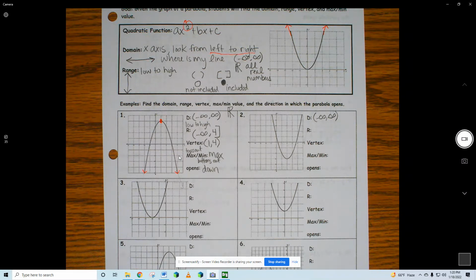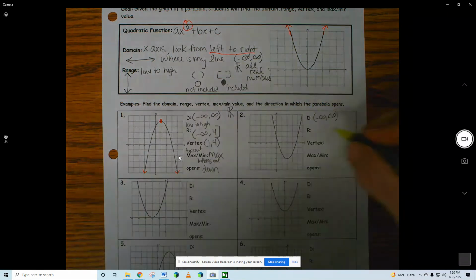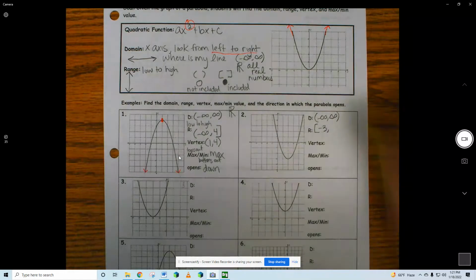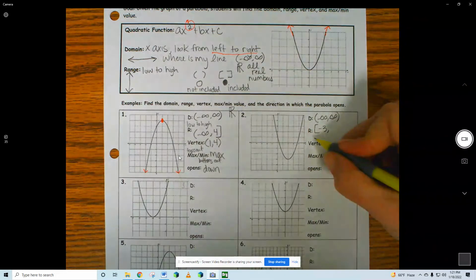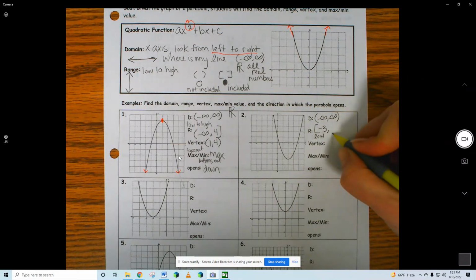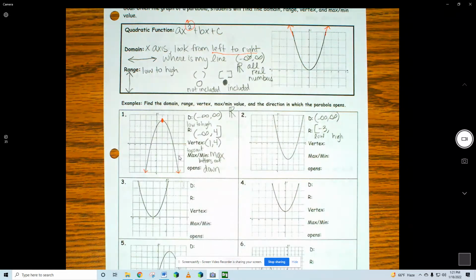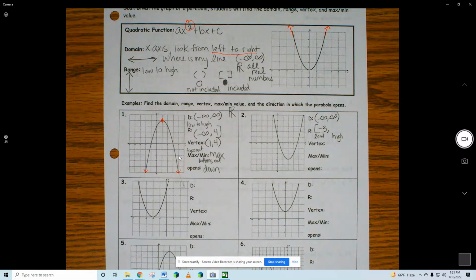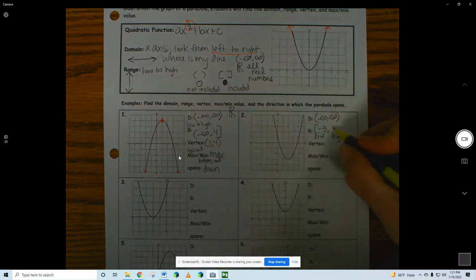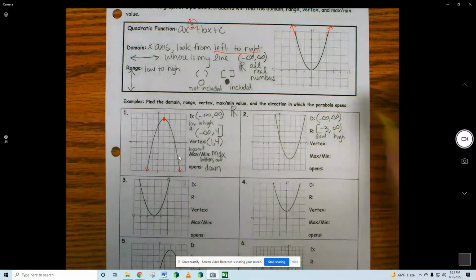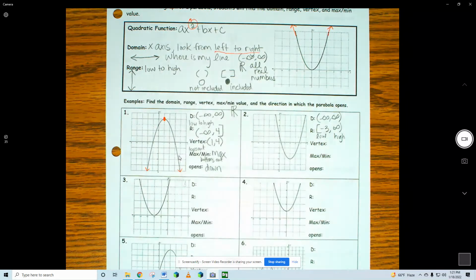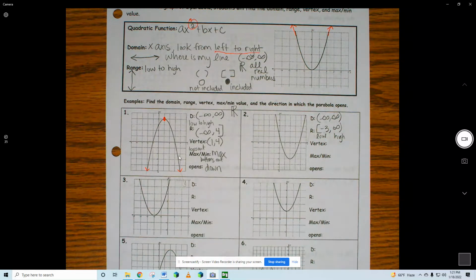Is it touching negative 3? Is it on negative 3? That's a bracket. Negative 3, low to high. The lowest point it hits is negative 3. What's the highest it goes? 1, 2, 3, 4, 5, 6, 7, 8, 9, 10, 11, 12, infinity. Up, up. Infinity always has a parentheses.